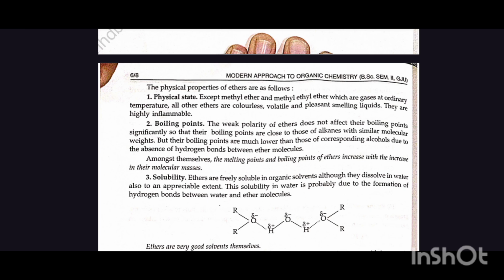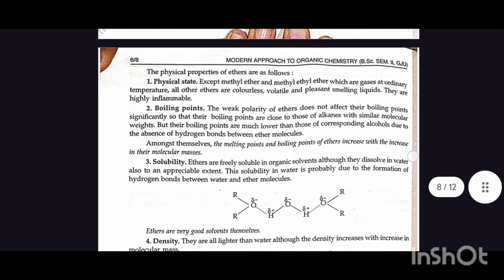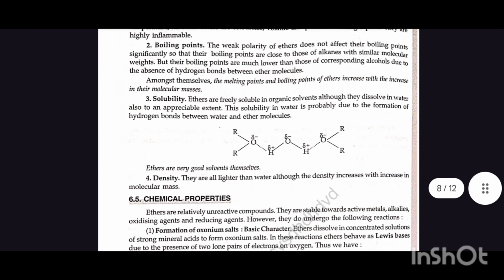Third, solubility. Ethers are freely soluble in organic solvents, although they dissolve in water also to an appreciable extent. This solubility in water is probably due to the formation of hydrogen bonds between water and ether molecules. Ethers are very good solvents themselves. Fourth, density. They are all lighter than water, although the density increases with increase in molecular mass.